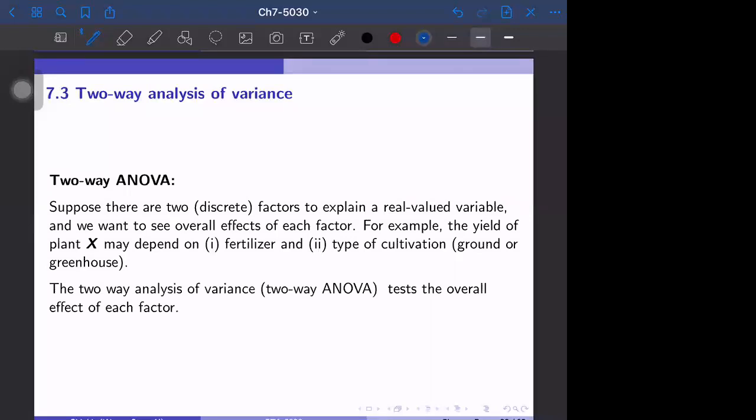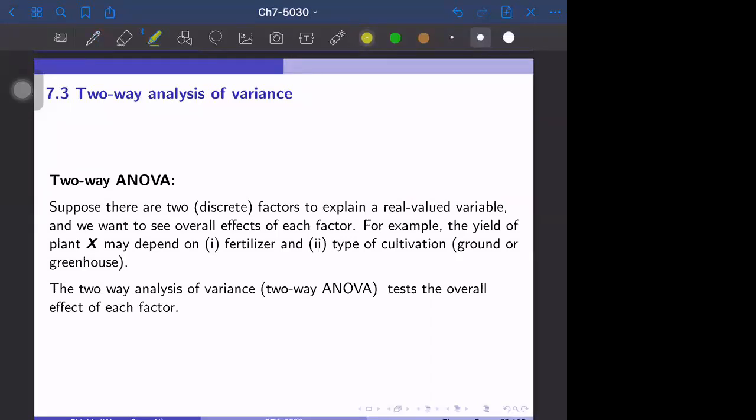Hi, section 7.3, the two-way analysis of variance. This is an extension of the one-way layout. So we have one more factor. This section has several patterns, and we start with the simplest one.